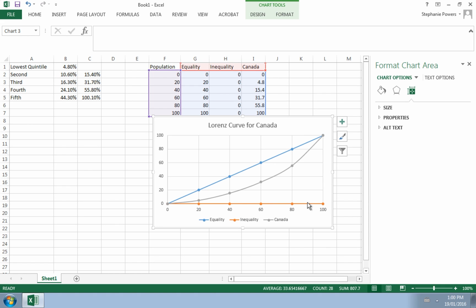And to really see the difference, we could add another column of information. We could add another country, such as the U.S., graph the Lorenz curve for the U.S. and see which side of the Lorenz curve for Canada it's on. Is it closer to perfect equality than Canada is, or is it closer to perfect inequality?